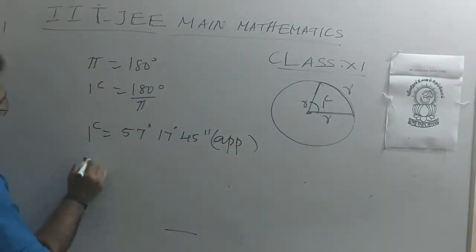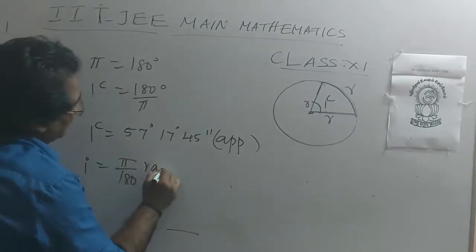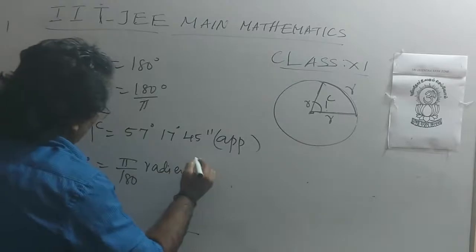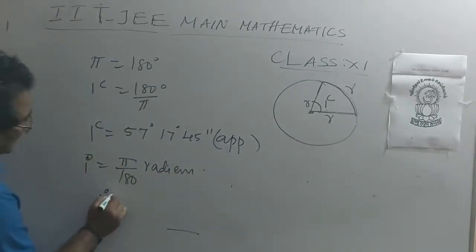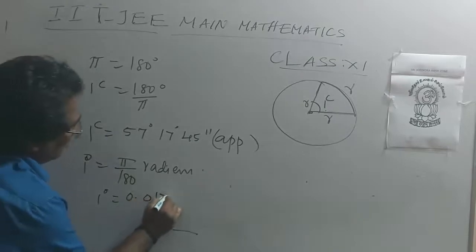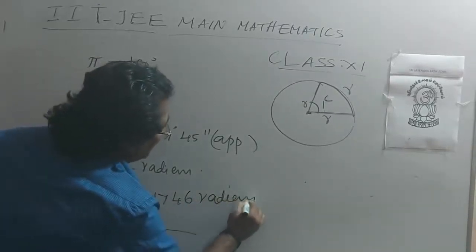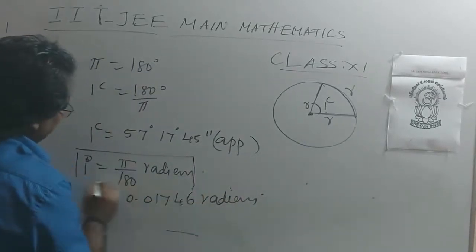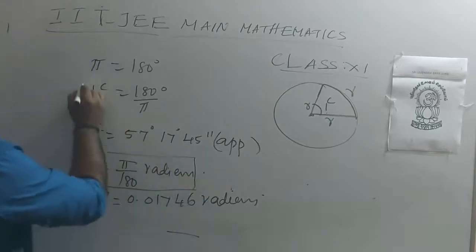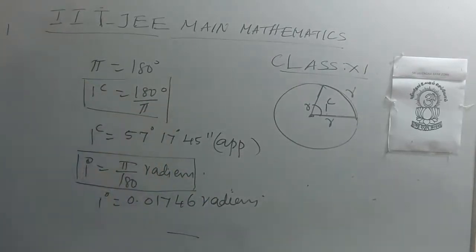At the same time, 1 degree equals pi by 180 radian. 1 degree equals 0.01746 radian. This is useful to convert degree into radian. The other formula is useful to convert radian into degree.